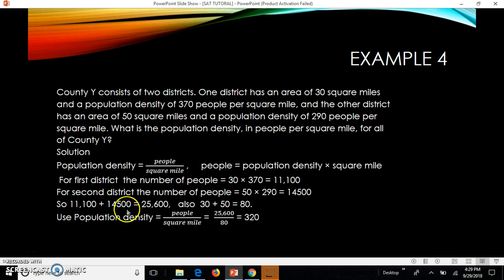Then you now use the original formula, population density, because we are looking for the population density of the whole country, the two districts. So that will be 25,600 over 80. But the trick here is this: you need to get the population first, the number of people first. Add them together, then add the square miles together, then get the answer.